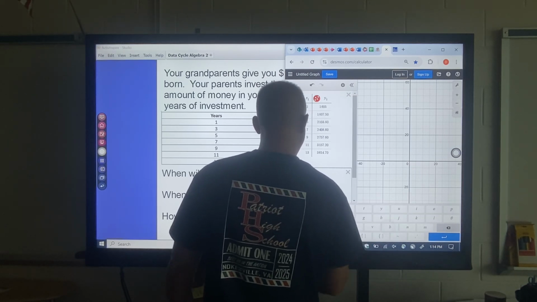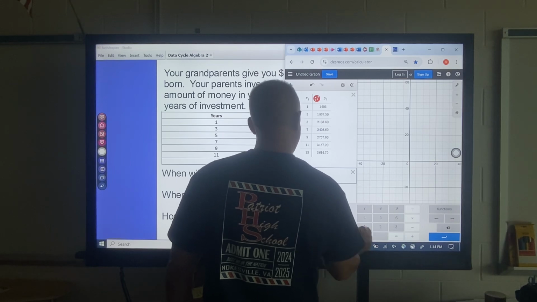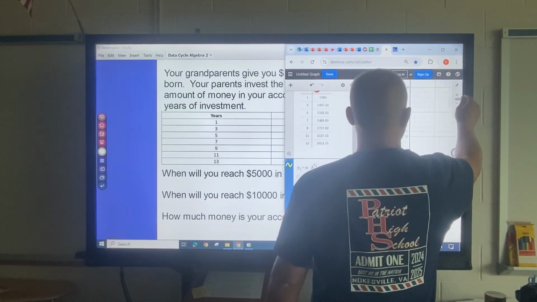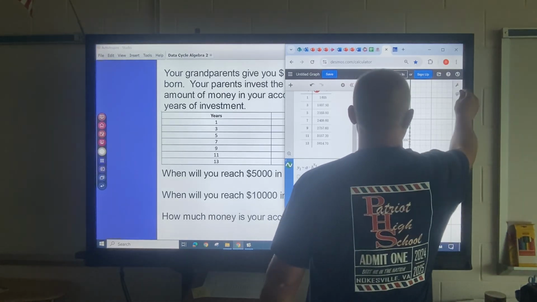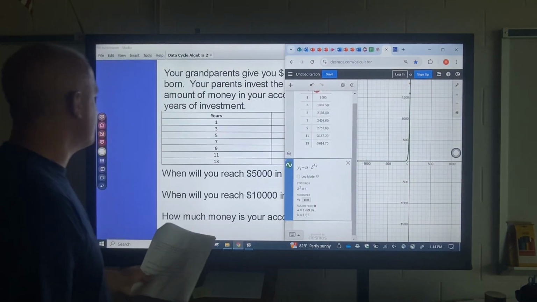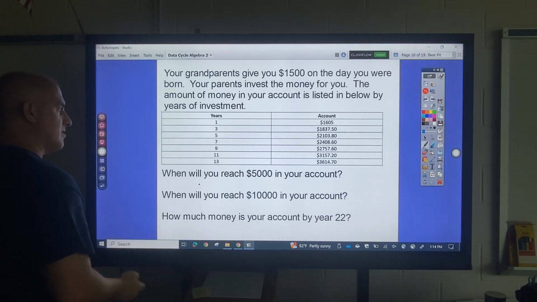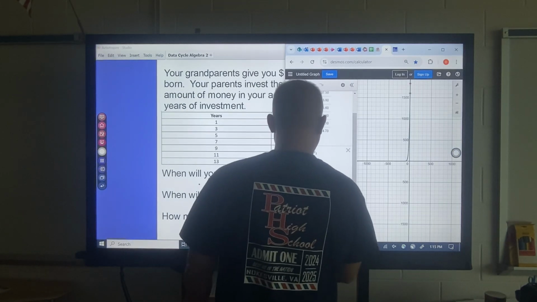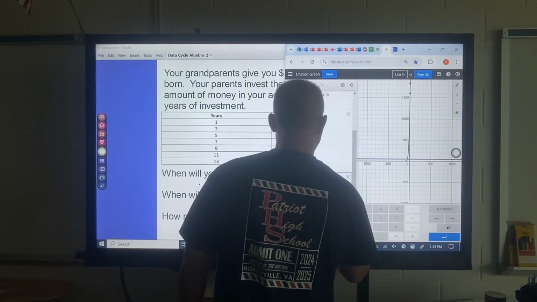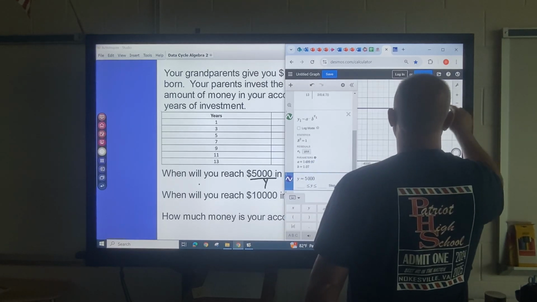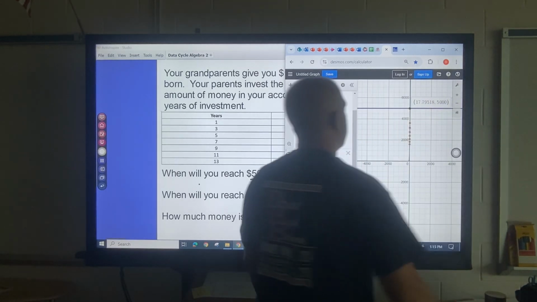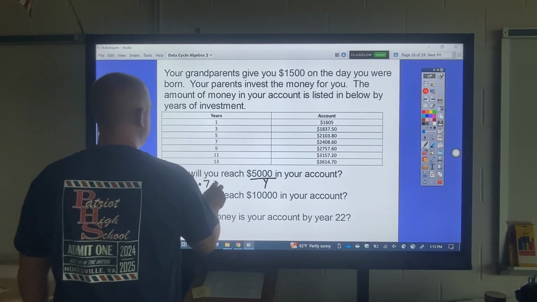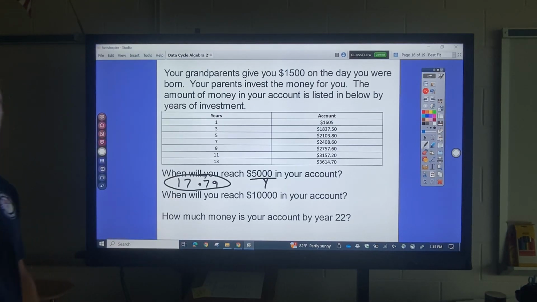Times b next to the first. Okay, all right. So you zoom out, you'll be able to see it. Okay. All right. And it says, when will it reach $5,000 in your account? Well, $5,000 is the y. So I go y equals 5,000. Okay. So that's going to be 17.79, or you can do 17 years, you could do 18 years, it doesn't matter, okay?